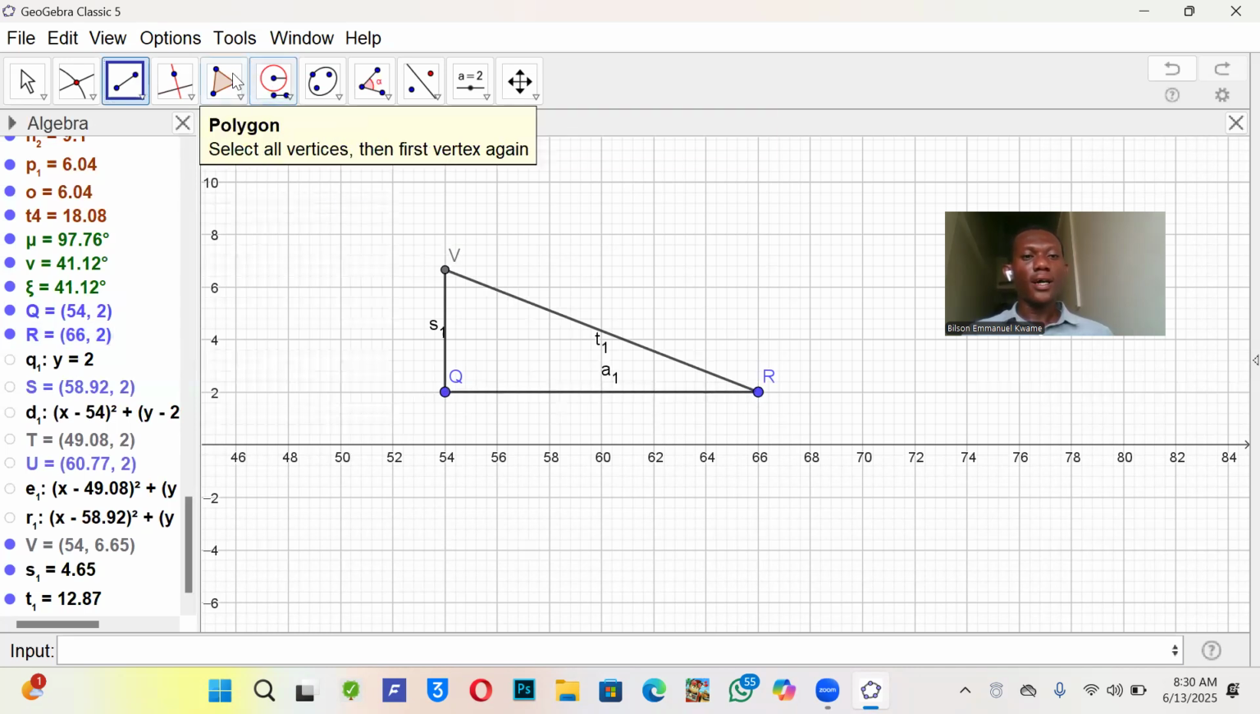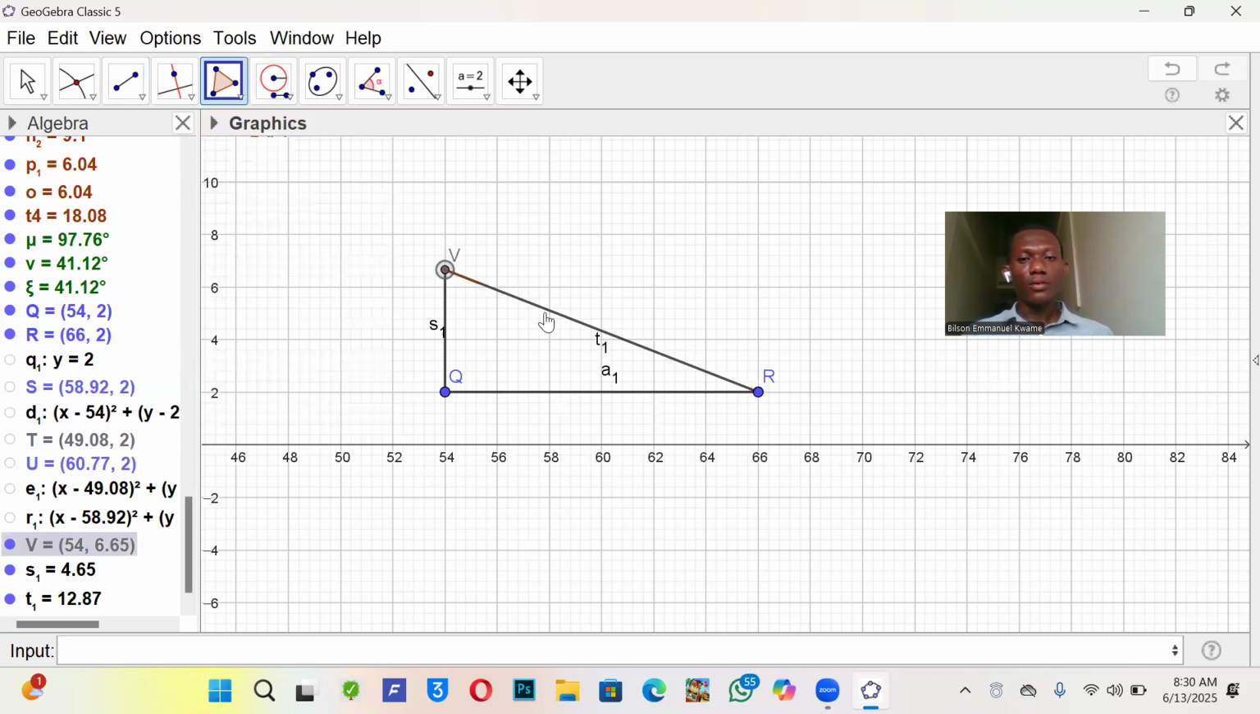Now we've drawn our right angle triangle. Then we close it up with a polygon. This is how you can draw a right angle triangle. How do we know it's a right angle triangle? If one of its interior angles is 90 degrees, then it is a right angle triangle. You can see that this interior angle is 90 degrees. So we've been able to draw our right angle triangle.